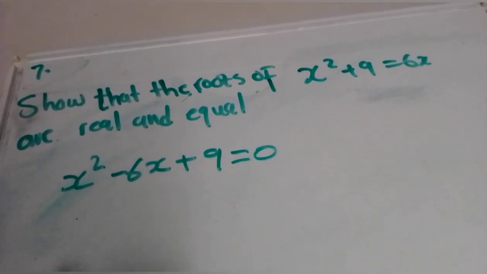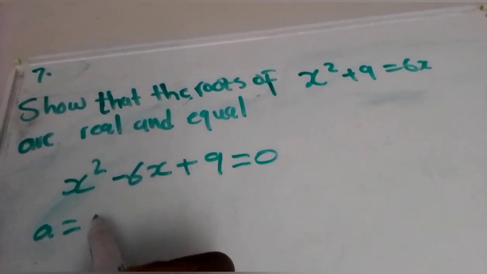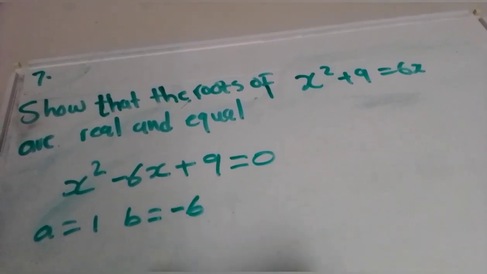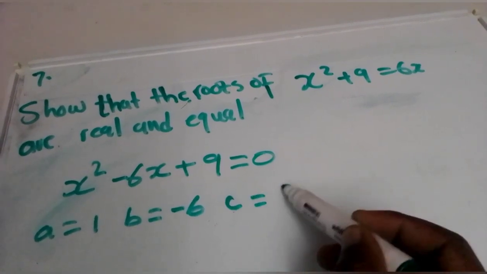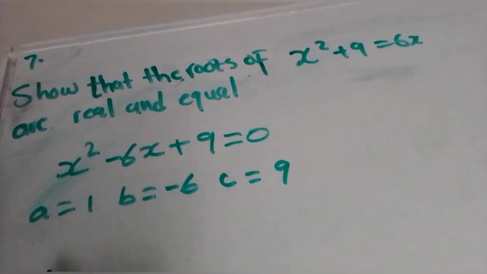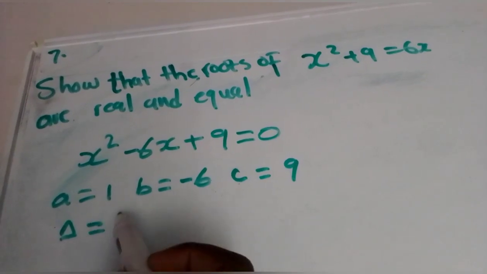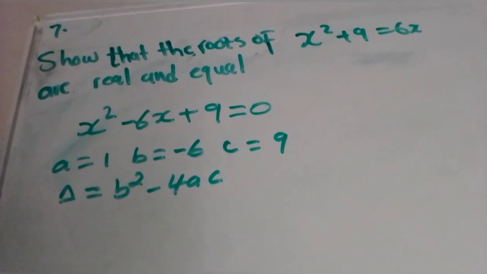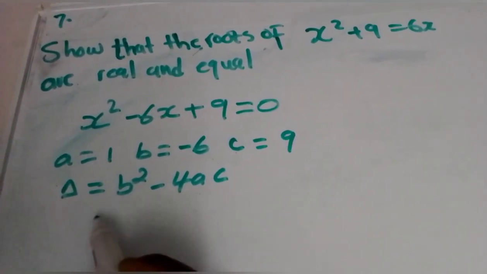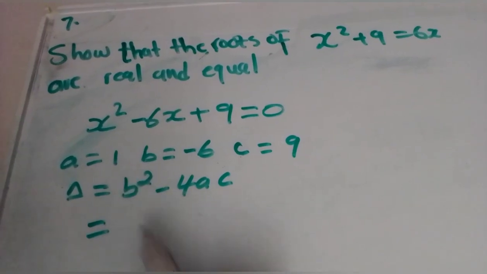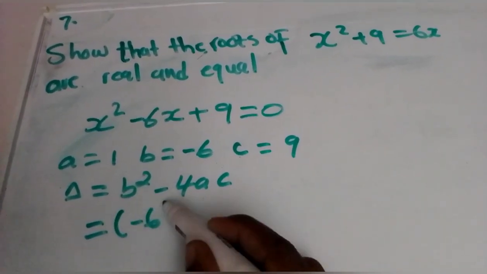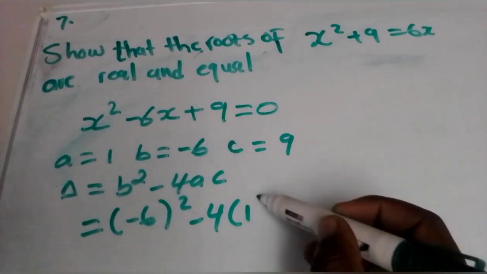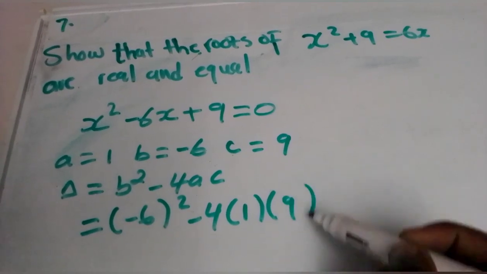So we take our coefficients as now we understand. The coefficient of x squared is 1. The coefficient of x is minus 6. And c is positive 9. So we write our formula, b squared minus 4ac. So we are substituting the coefficients. Now you understand it. Okay, minus 6 squared minus 4, the value of a is positive 1, and the value of c is positive 9.